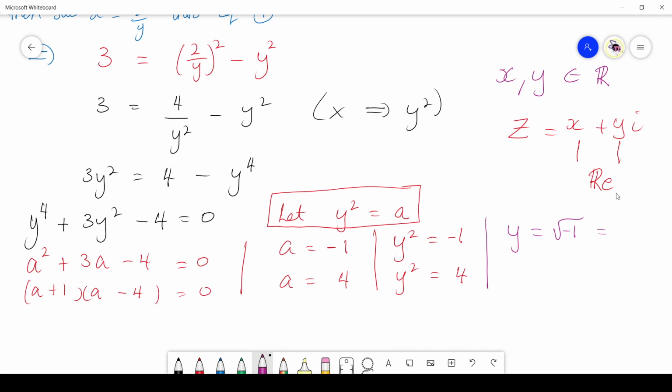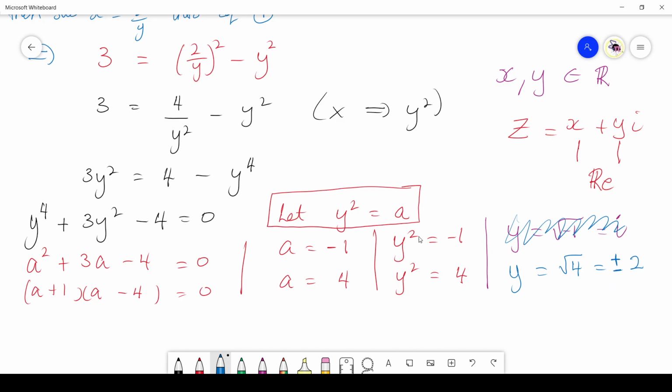Since this number is imaginary, then by process of elimination, since y should be a real number, this value is null and void and cannot be accepted. So our only true value would be this one here, where y would be the square root of 4, and that takes two values. It can be positive or -2. So boom, we have found two values for y.